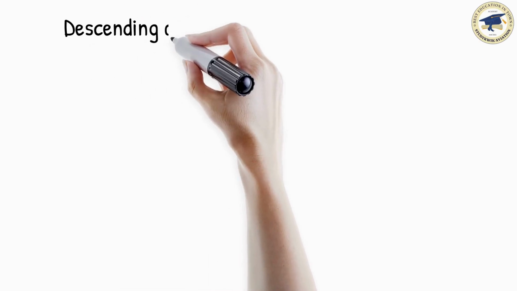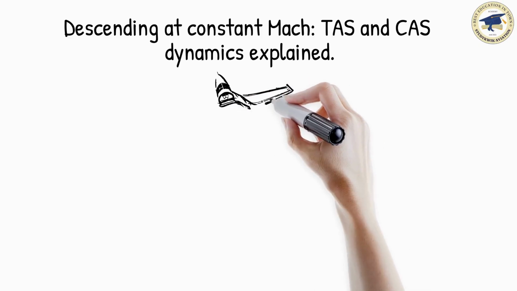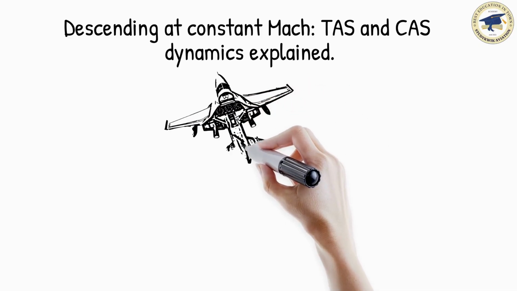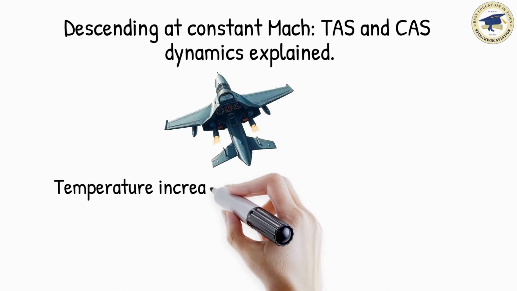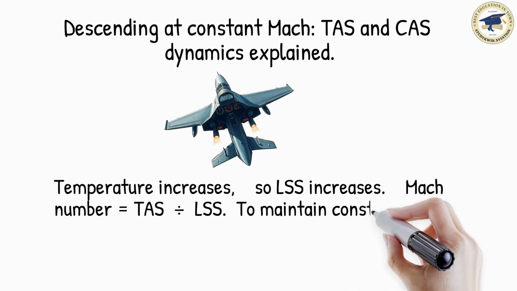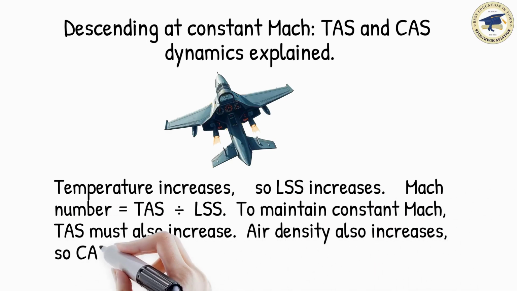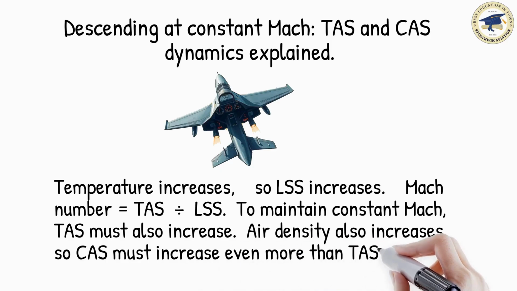Now consider a descent at constant Mach number. Temperature increases, so LSS increases. Mach number equals TAS divided by LSS. To maintain constant Mach, TAS must also increase. Air density also increases, so CAS must increase even more than TAS.